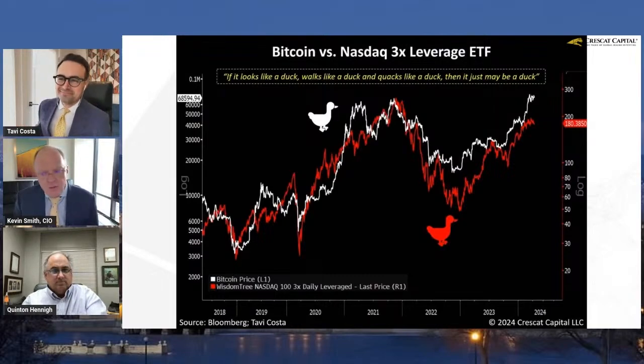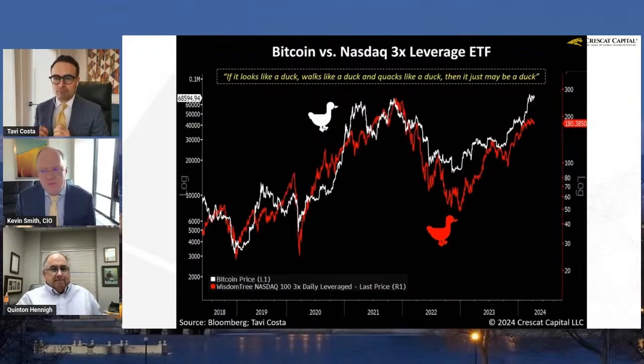Why does it matter? Well, gold is a traditional hedge against fiat currency debasement. That's what we're focused on here at Crescat. And we do think Bitcoin is much more of a speculative asset that has been a beneficiary of the easy monetary policy. Yes, but is it really a safe haven monetary asset like gold? We don't think so.